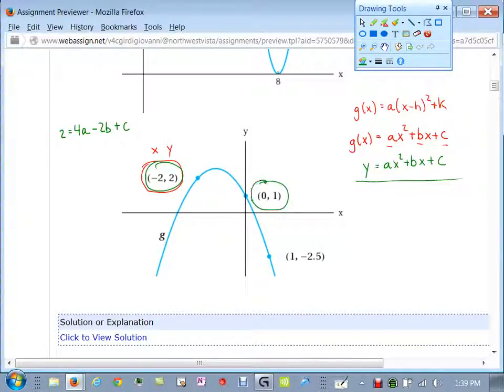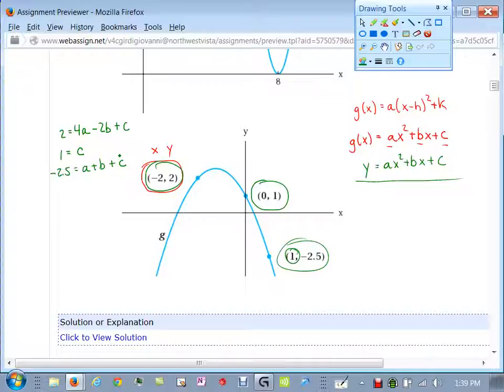Now let me use this one, okay? So I know that 1 comes out when I plug in 0 for x. Well, plugging in 0 for x here, I get nothing here, nothing here. That means all I get is c. So c must be 1. And then the last equation says that I have negative 2.5 come out when I plug in 1 for x. So if I plug in 1 for x, I get a plus b plus c.